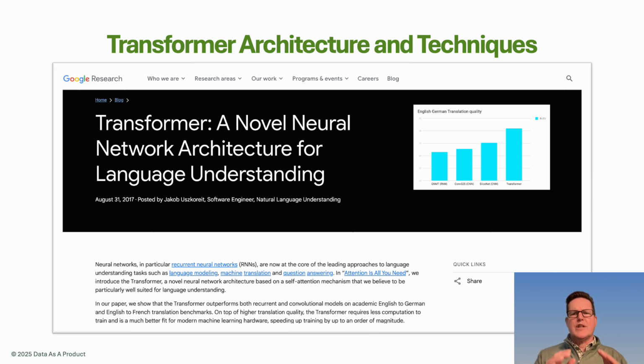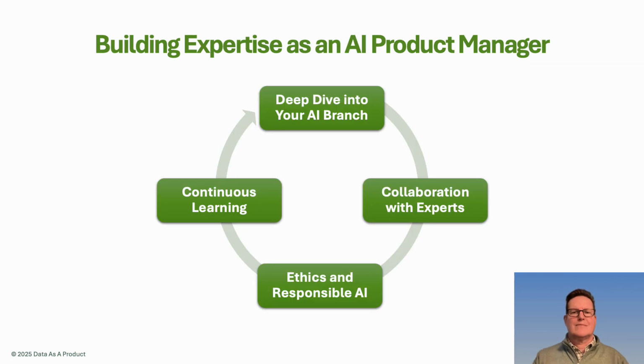Now, as an AI product manager, understanding the core way that these transformer models work and their impact is once again going to help you guide your teams in leveraging these models to create innovative solutions. As an AI product manager, your success depends on your ability to bridge the gap between business objectives and the technical intricacies of AI. Building expertise in AI requires continuous learning because the field is expanding so fast, and a commitment to understanding the specific branch of AI that you're working with.